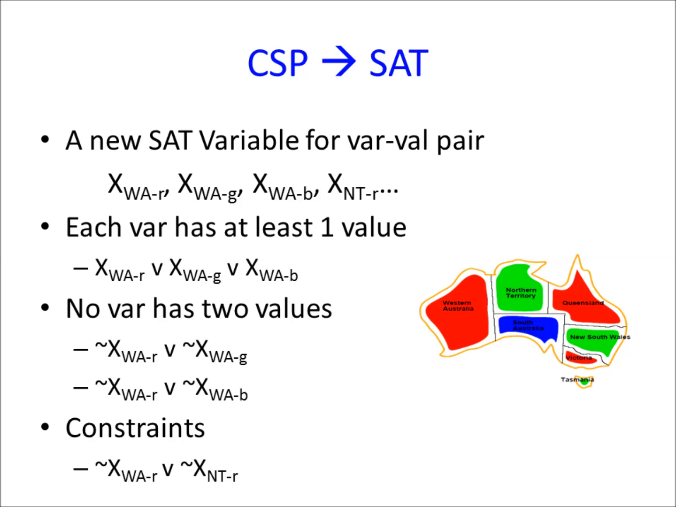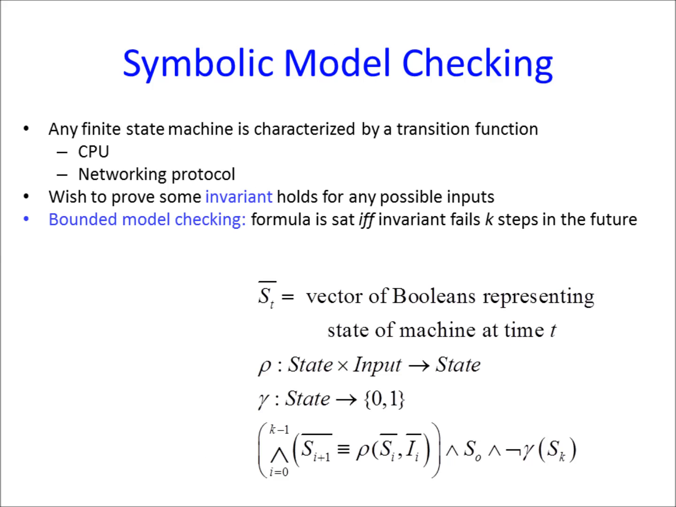Constraints. So Western Australia red, that means Northern Territory cannot be red. So both of them cannot be red together. So that is encoding the constraints. That's it. So CSP and SAT are interchangeable formats. And there are many other examples in the literature on converting things to SAT.